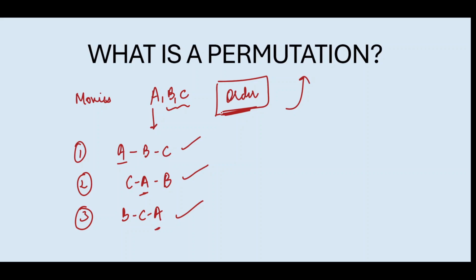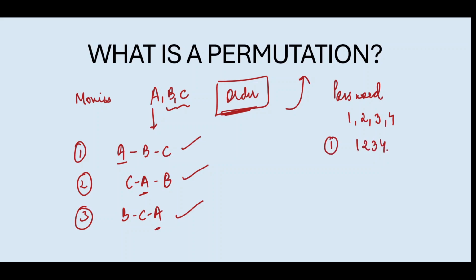Now let's take one more example. Suppose you have to put a password in your phone, right? Now your password should be a 4-digit code. Let's say your password should consist of the digits 1, 2, 3, and 4. What are the possible combinations that you can use for putting your password? There will be multiple combinations.